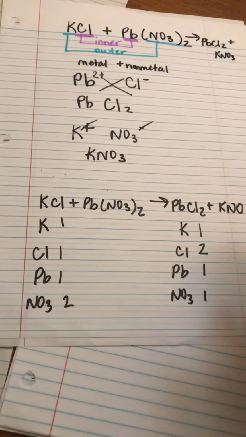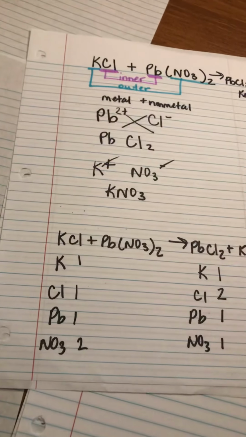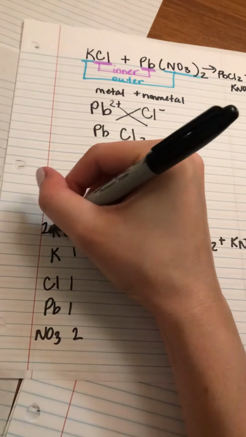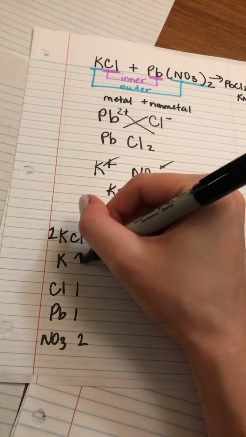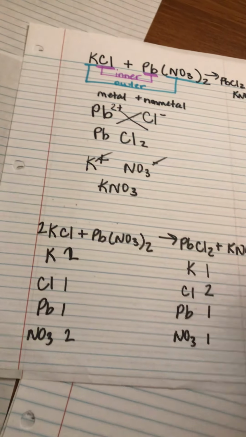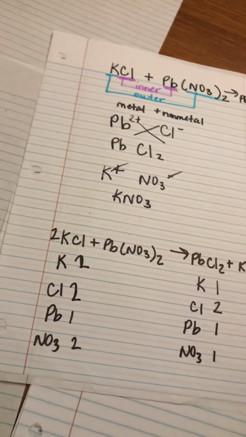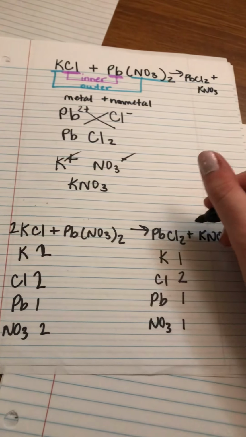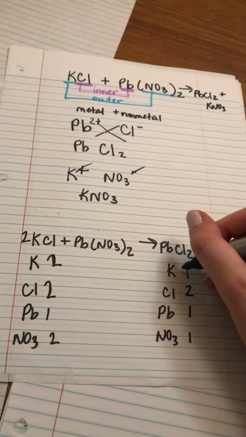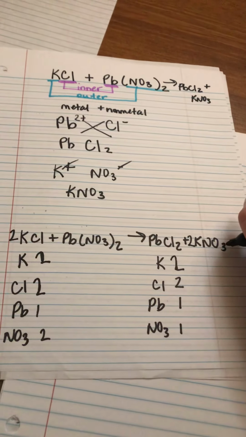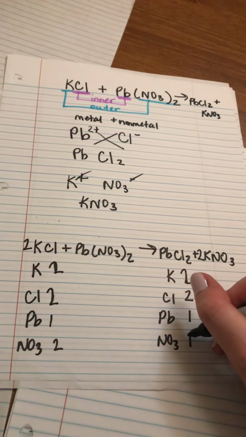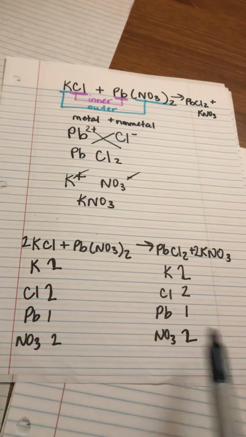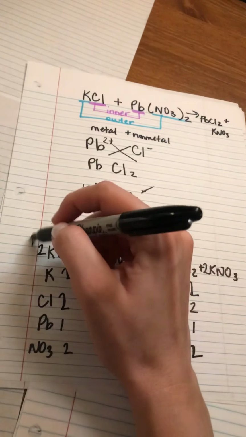Let's see. Well, I know I'm going to need more chlorine on this side. So if I put a 2 here, that's going to increase this to a 2 as well, which means that will also become a 2, which means now I need a 2 in potassium on this side. So if I put a 2 here, okay, that brings this to a 2, but that also made this nitrate go to a 2. Does it match? 2, 2, 2, 2, 1, 1, 2, 2. So it's balanced.